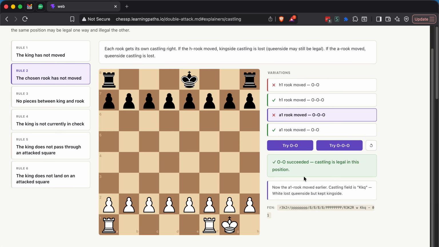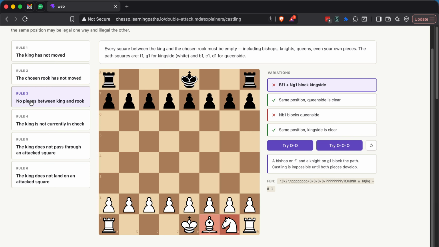Now there are a few more rules which are important. I think the first 3 rules are generally known by most people. The third rule is very simple, where it says that you should not have any pieces in between the king and the rook. This is pretty much straightforward.